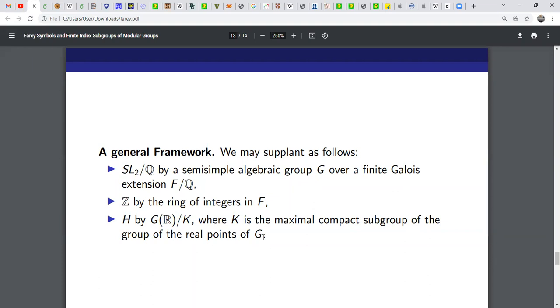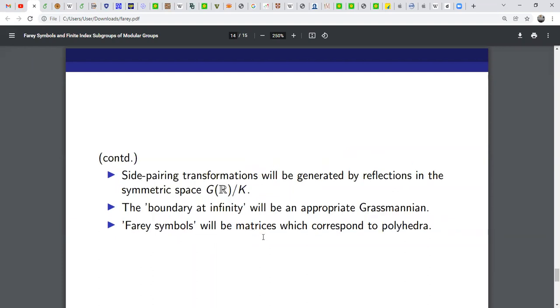So in this framework, side pairing transformations will be generated by reflections. It is well known that in the hyperbolic plane, every isometry can be written as a composition of 3 or fewer reflections. So side pairing transformations will be generated by reflections in the symmetric space. The boundary at infinity, so to speak, will be an appropriate Grassmannian. This GR over K is a symmetric space.